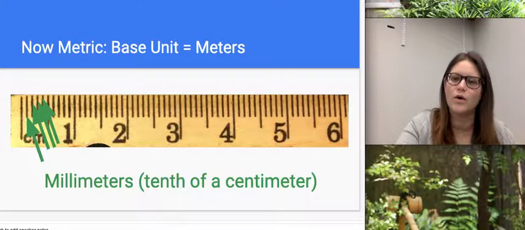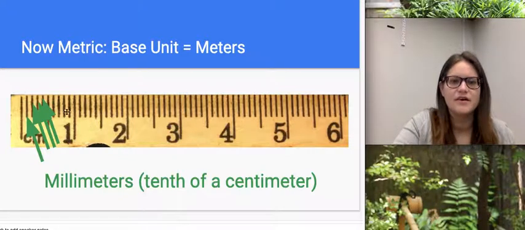And those are 1/10 of a centimeter. So in between each of these, there's 10 marks. 1, 2, 3, 4, 5, 6, 7. And then here's the 10th one. And each of those is 10 millimeters. Each centimeter is 10 millimeters.